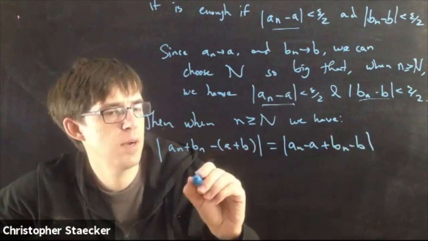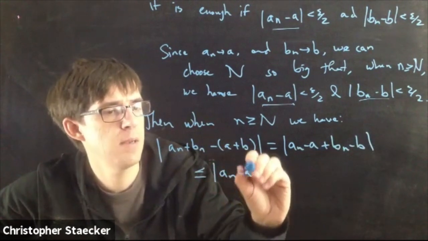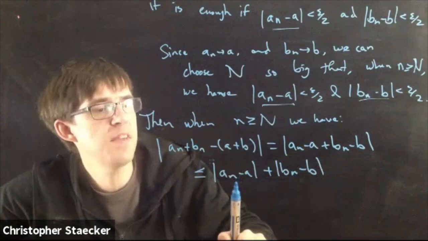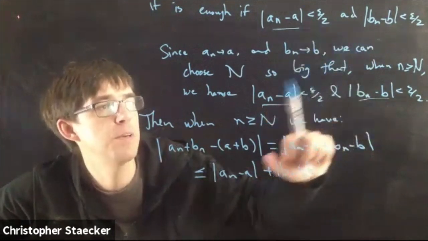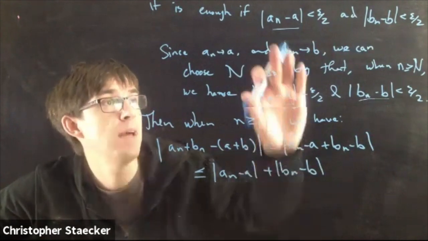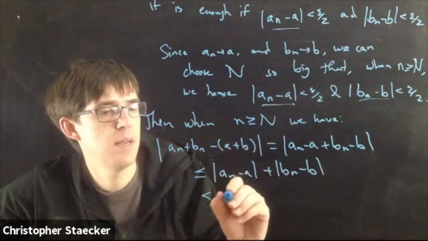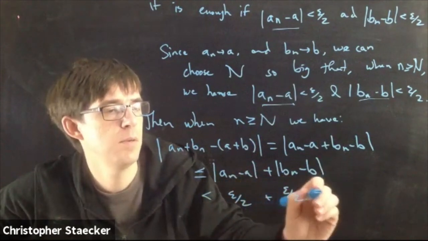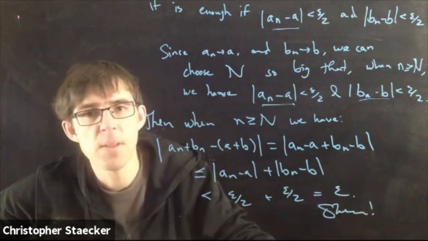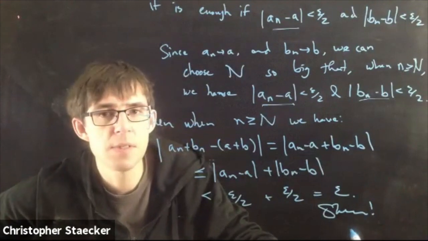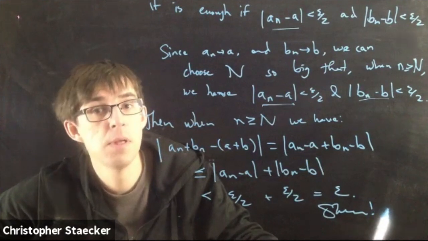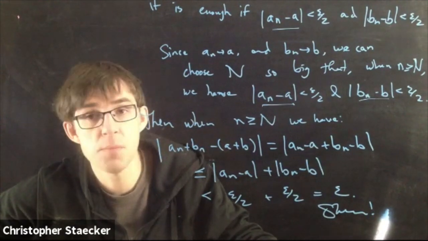And this, by the triangle inequality, is less than or equal to the absolute value of an minus a plus the absolute value of bn minus b. And then these are each less than epsilon over 2 because of our choice of the big N. We chose the big N big enough so that each of these are less than epsilon over 2. So these are less than epsilon over 2 plus epsilon over 2, which is epsilon, which is what we wanted. All right. This is how we show the second of those, that the limit of the sum is the same as the sum of the limits, all right?